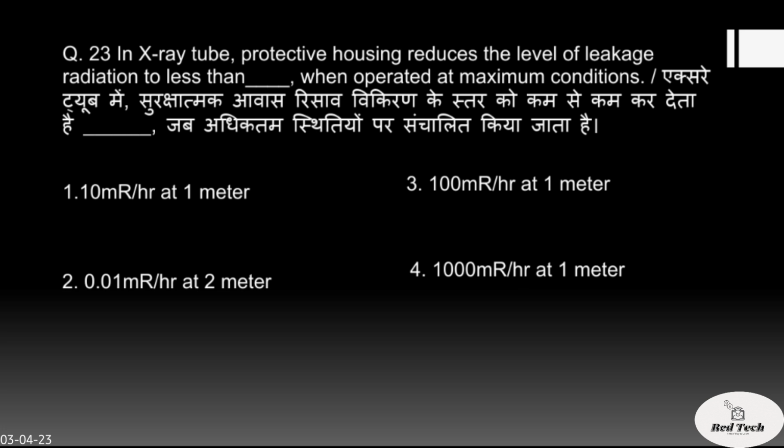So options are: option number 1 is 10 milliroentgen per hour at 1 meter, option 2 is 0.01 milliroentgen per hour at 2 meter, option 3 is 100 milliroentgen per hour at 1 meter, and option 4 is 1000 milliroentgen per hour at 1 meter. So the right answer is basically option number 3, means 100 milliroentgen per hour at 1 meter. This topic I will discuss in detail in the coming theory videos.